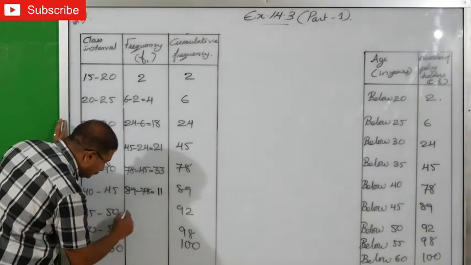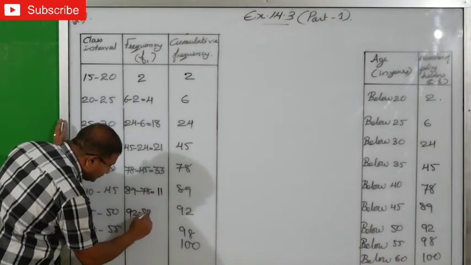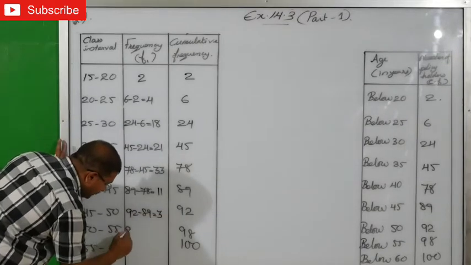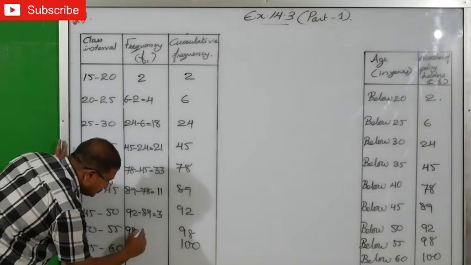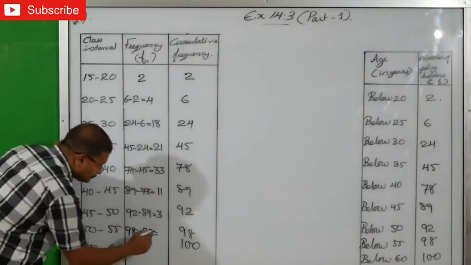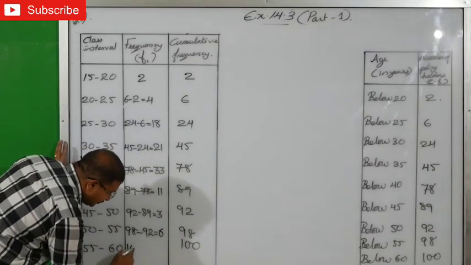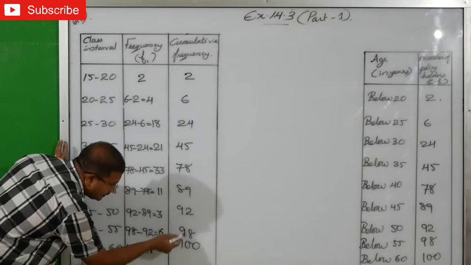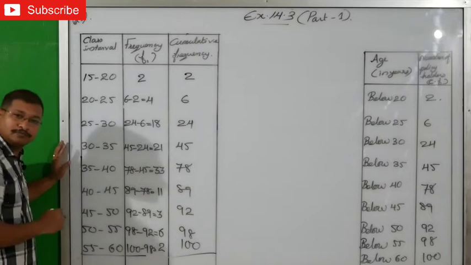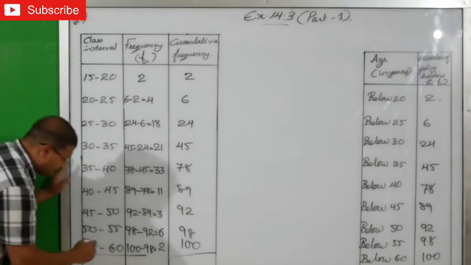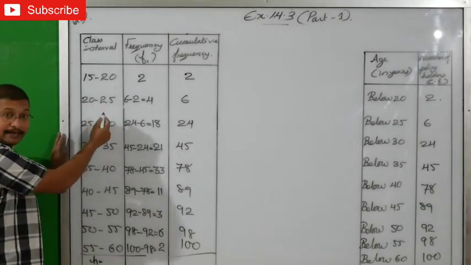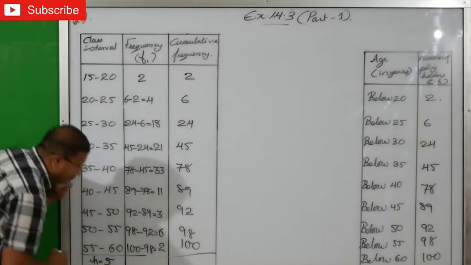Now 92 minus 89. How much you'll get? 3. Ready? Next step, 98 minus 92. How much will that be? 6. Next step, 100 minus 98 equals 2. From here, what is the difference of the class, or the class width? 5, isn't it? So h will be 5.